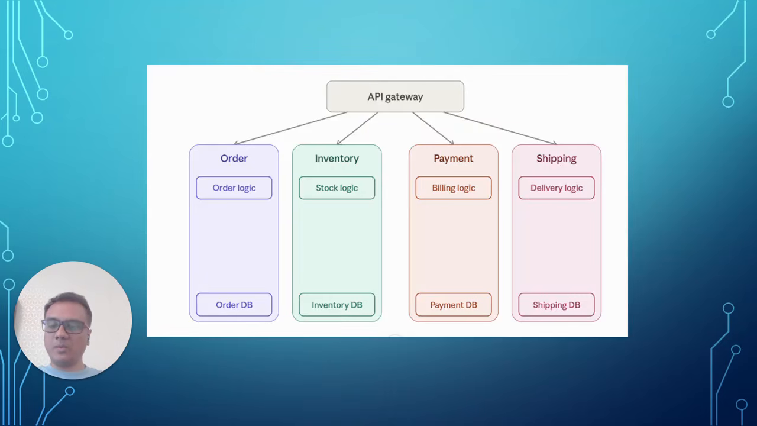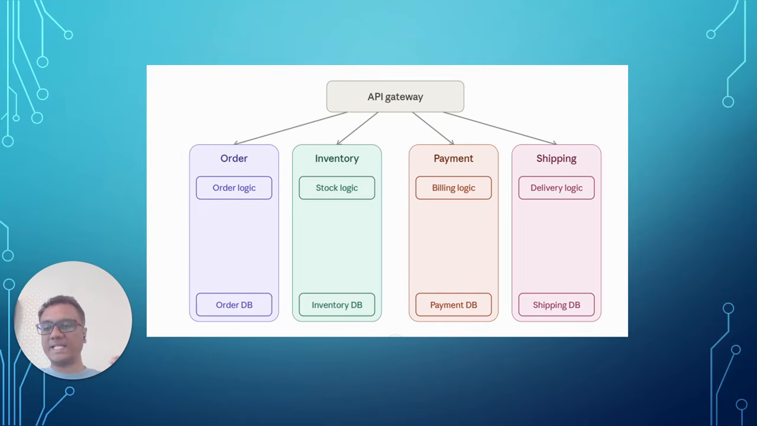So this is one such example on the API gateway where we have order, inventory, payment, and shipping as individual microservices. So all these microservices will go through the API gateway, as we all know. The API gateway is the only endpoint for all the microservices, and it redirects the request to the appropriate microservice. So consider the order. All the order business logic will be in the order microservice.